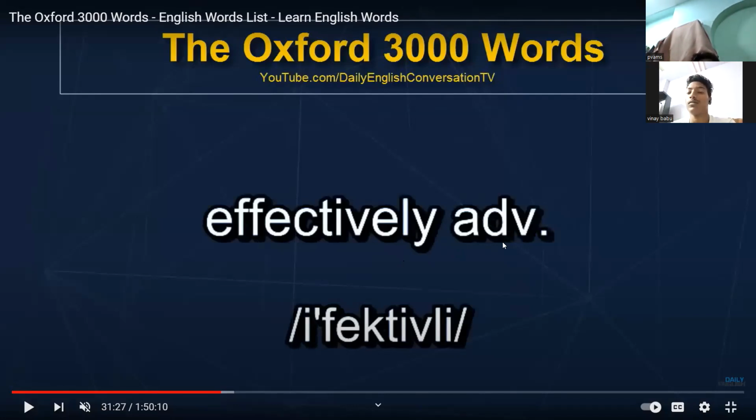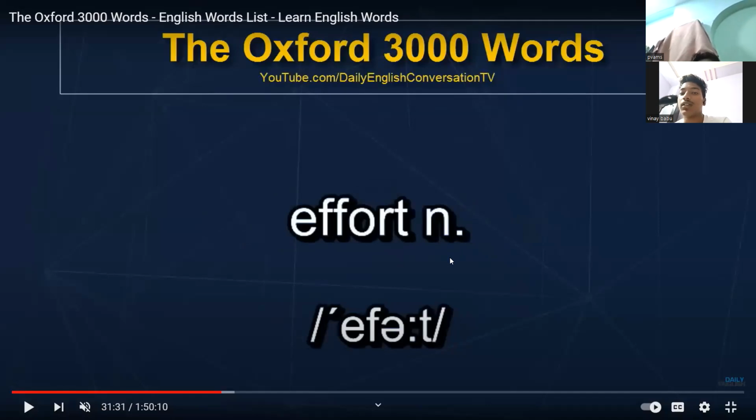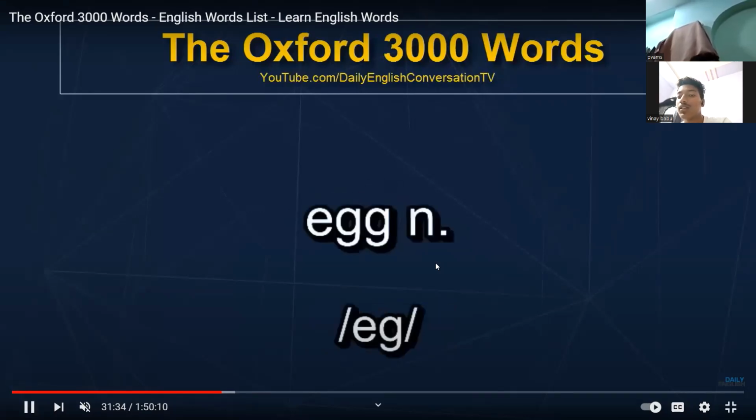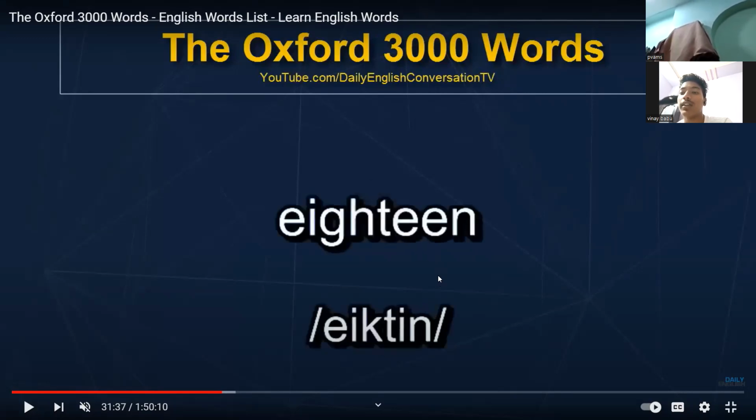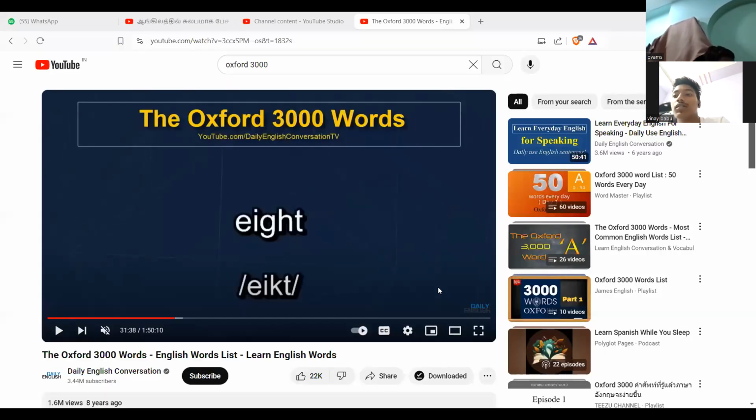We have put so many things we have done here. Efficient. Efficient is adjective. Look at that. So adjective. Effect, noun. Effort, noun. That's E, the example. Egg. Egg is what? Noun. Eight, that is also noun.